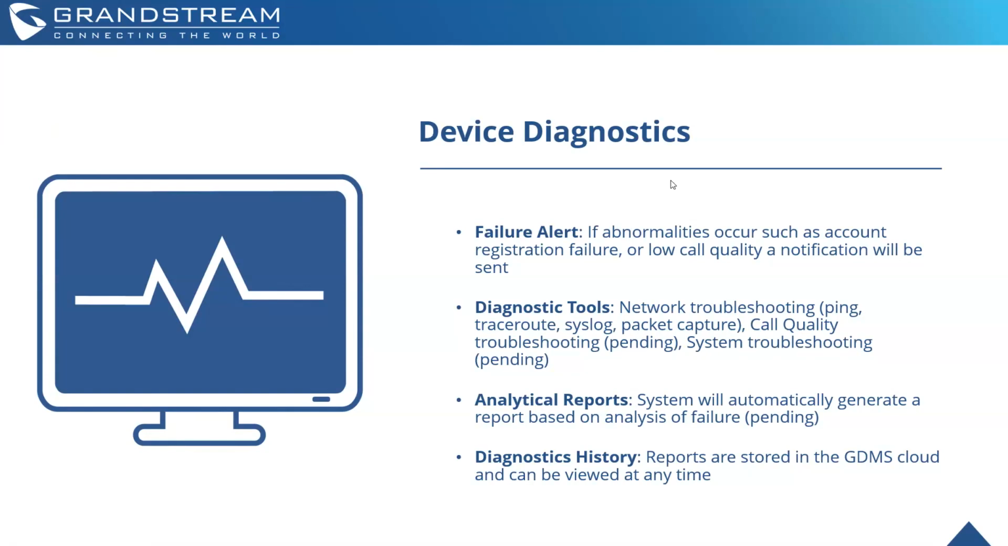There's a diagnostics tool to basically help troubleshoot all of these issues, from ping, trace route, system logs, packet captures, to call quality troubleshooting and system troubleshooting. These are two pending features that should be available in a later upgrade of the GDMS system. An analytic report is pending as well with that. And of course, a diagnostics history. All these reports are stored in the GDMS.Cloud and can be viewed at any time.